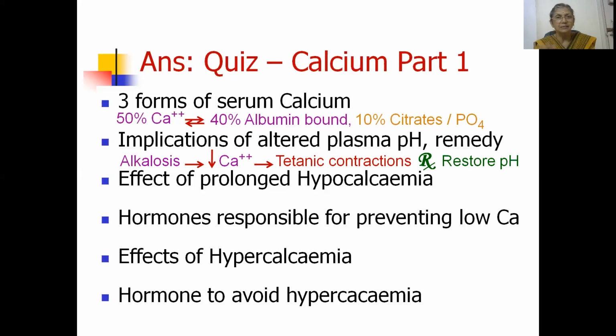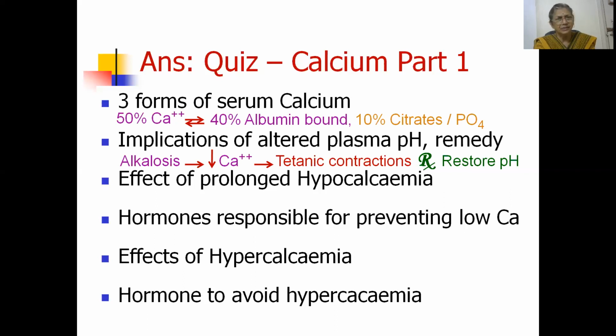Even though total serum calcium is normal, just the free amount is reduced because more is bound, and that can also lead to tetanic contractions, mainly affecting the small muscles like those of the fingers, and can also result in laryngospasm. So tetanic contractions occur because of reduced ionic calcium, which correspondingly reduces the extracellular calcium.